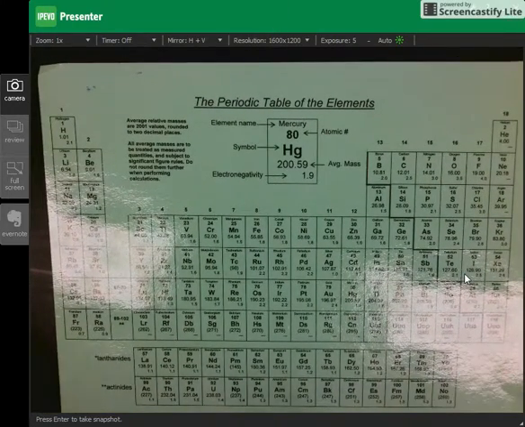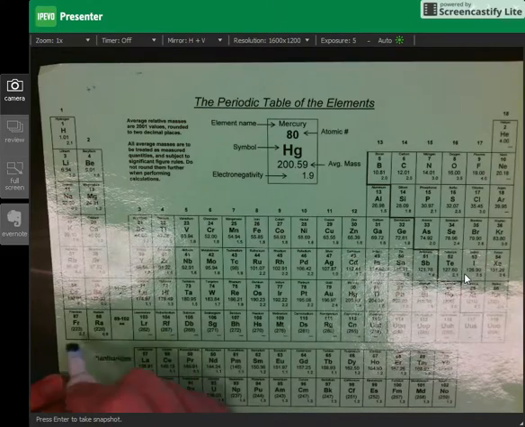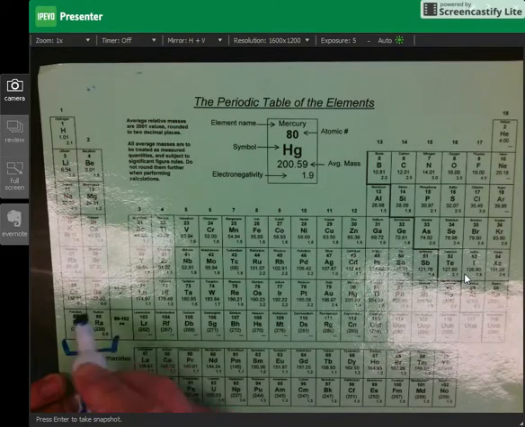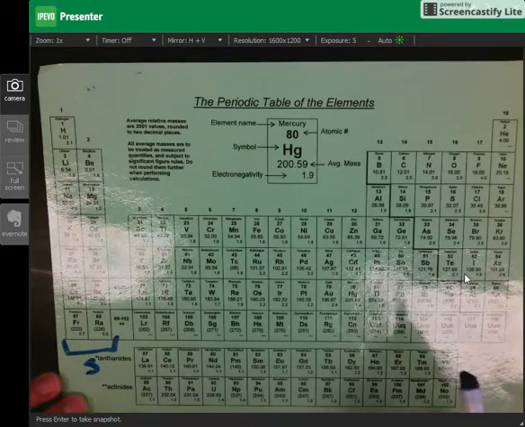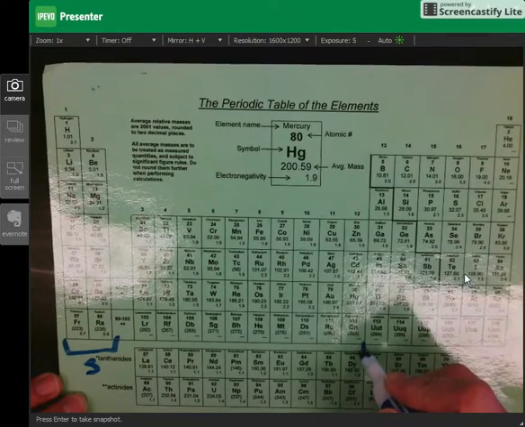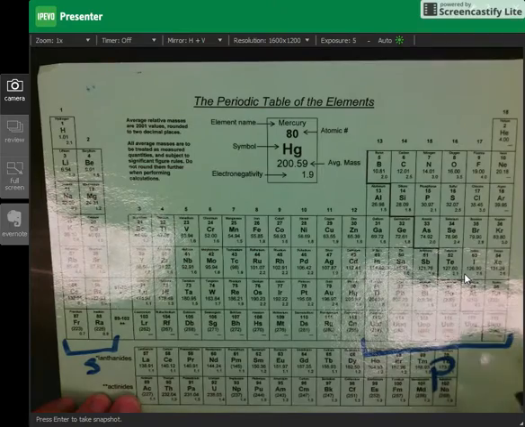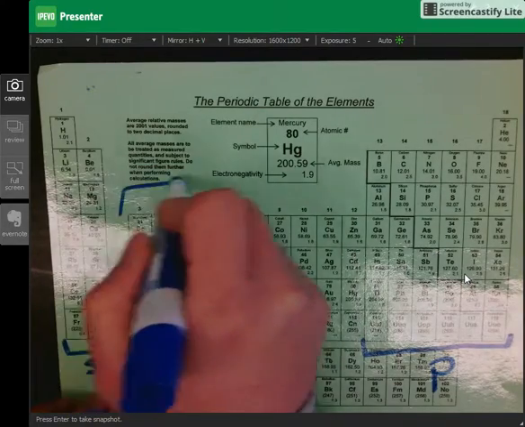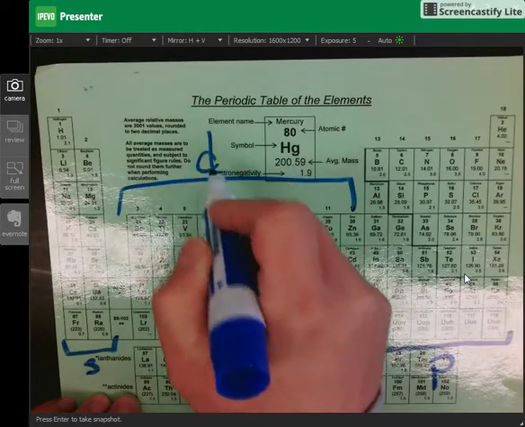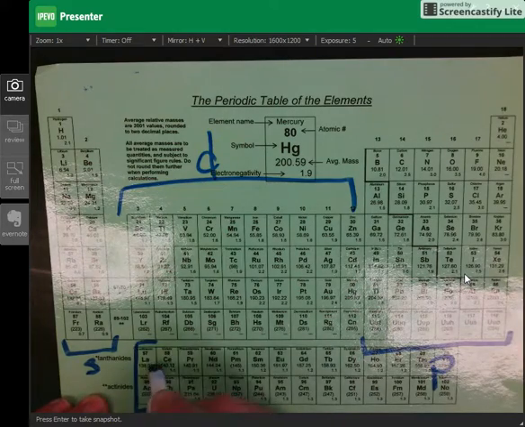So looking at my periodic table, the thing you need to remember is this column is referred to as my S block. Groups 13 through 18 are referred to as my P block. And then 3 through 12 are my D block. And then down here are my F blocks.